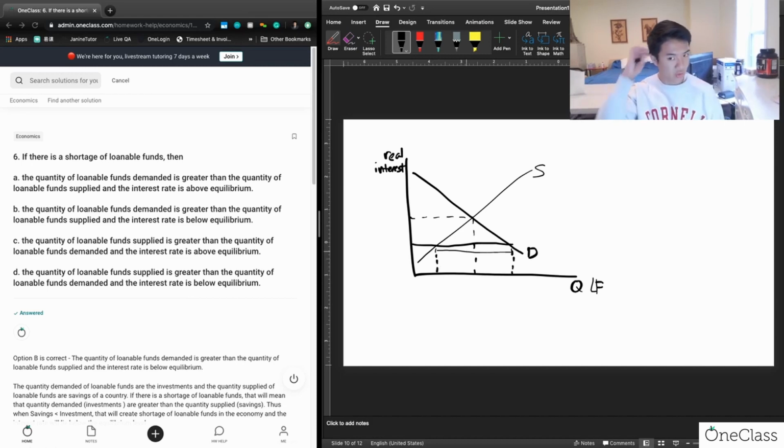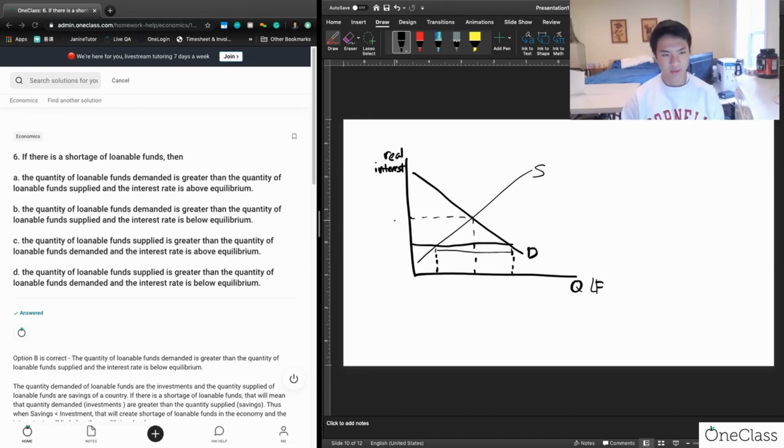And so which one of these answer choices is going to actually describe the situation the best? The quantity of loanable funds demanded is greater than the quantity of loanable funds supplied. That is true, and so it's looking good so far. And it says the interest rate is above equilibrium. And that's where it's wrong, right? We see here that the interest rate is clearly below the equilibrium interest rate over here. And so we're not going to be dealing with that as the right answer.